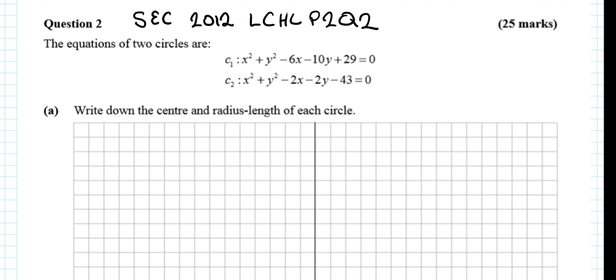So in this video we'll be looking at SEC 2012 Leaving Cert Higher Level Paper 2 Question 2. It's coordinate geometry, the circle question. It says the equations of two circles are given there and there. Write down the centre and radius of each of the circles.